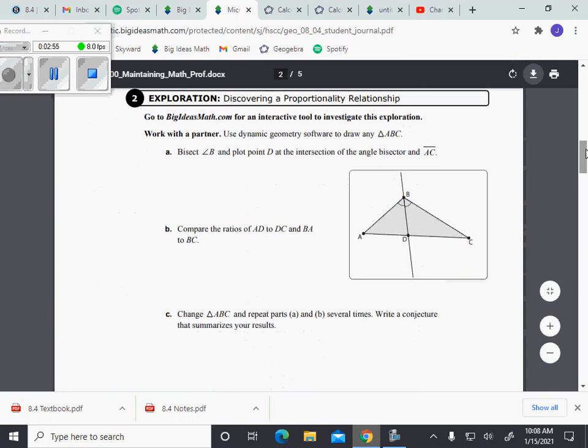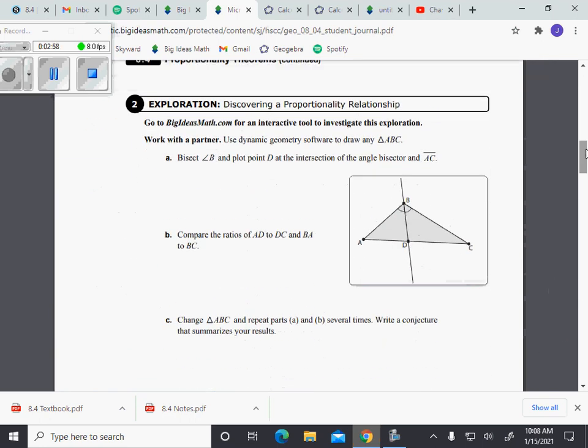What's going on here? It says bisect angle B and plot point D. Okay, so we're going to plot this point here, right where that angle is bisected. So we have two equal angles. This goes right through those two angles, and then I put a point where that intersects AC. That's what it asks us to do. Then it says compare the ratios of AD to DC and BA to BC.